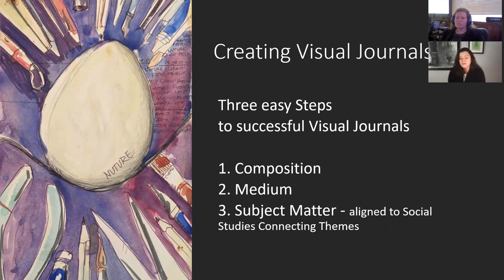So when you're starting to introduce journals as a way for them to take their own notes, instead of you doing all the handouts and all the prep work for them, there are really three easy ways to teach them to be successful. And that's composition, which is how the things are laid out on the page; medium, or the tool that's being used, so medium is a fancy word for pencil or paint or markers or collage, depending on what you have in your classroom; and then the subject matter.